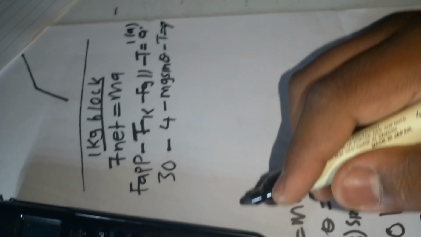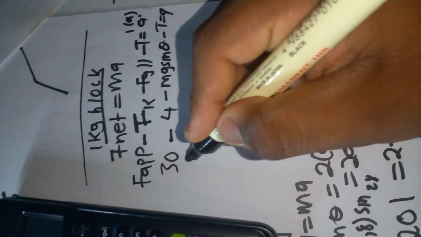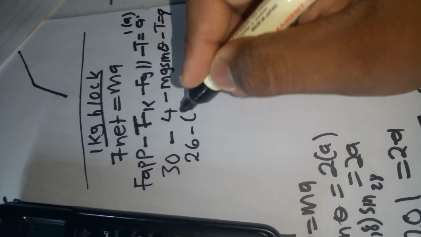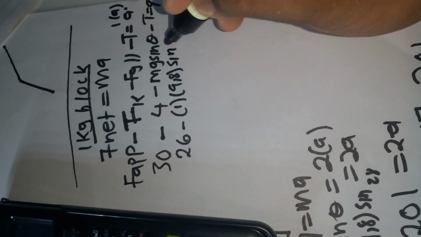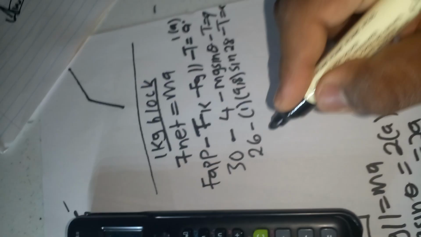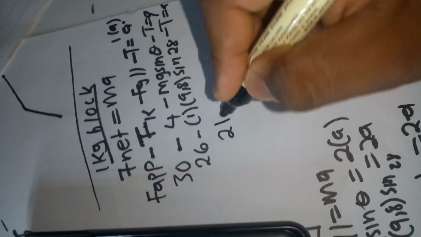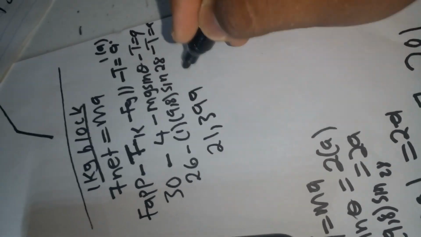Okay, so let's continue. It's going to be 26 minus 19.8 sine 28 minus t equals a. So let's do it on our calculator. What is it? 21.39, so it's going to be 21.399 minus t equals a.